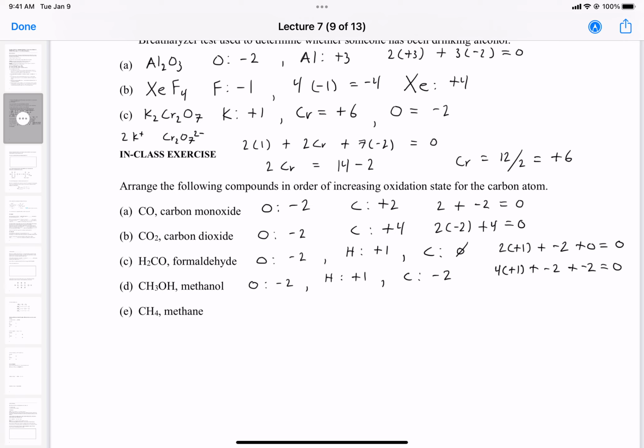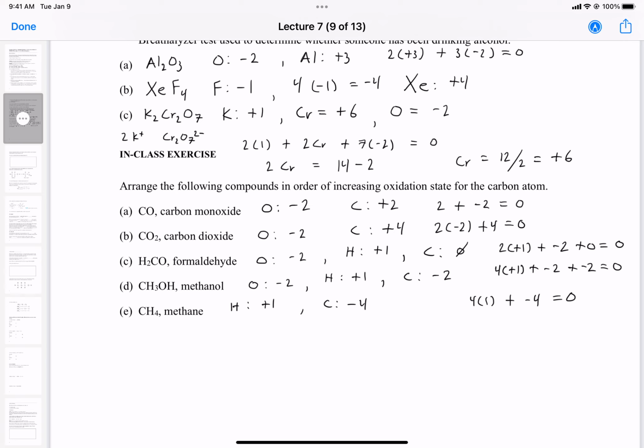Okay. Now for methane, we only have carbon and hydrogen. So hydrogen in this case is less electronegative than carbon. So hydrogen should have an oxidation state of +1. And then if we do our math here, since there's 4 hydrogens, it's going to be a +4 overall. So to cancel out that number, we need to make carbon -4. So in this case, carbon is -4. So we have 4 times 1 plus -4 equals 0.